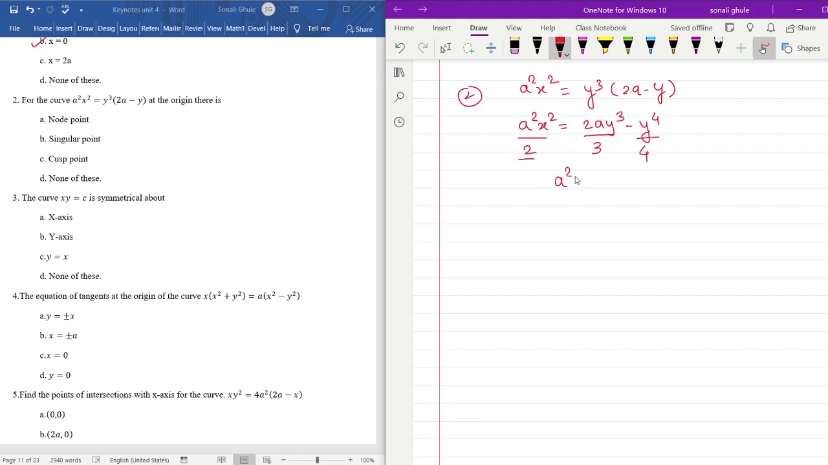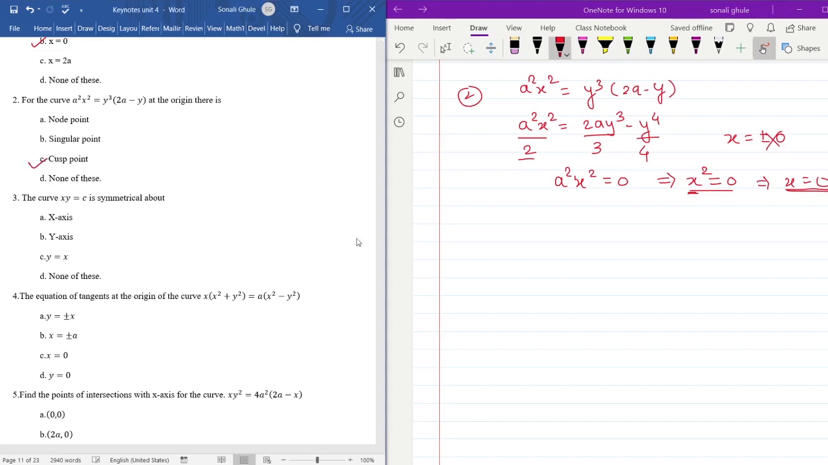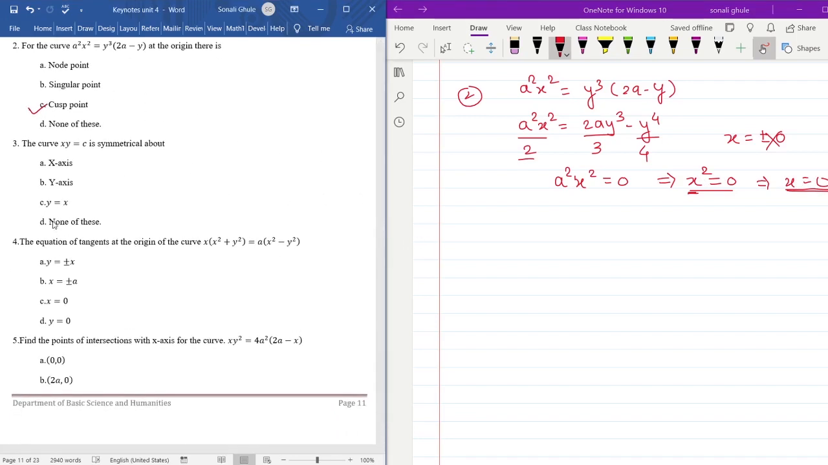So equating this term with 0, we get here x square equals 0. So x equals 0. Now, x square equal to 0, so we cannot write it as x equal to plus minus 0, right? We write it only as x equal to 0. So for a double point, we get a common tangent. So when for a double point we get that common tangent, that is called a cusp. So option C is there. Now let's solve your third example.